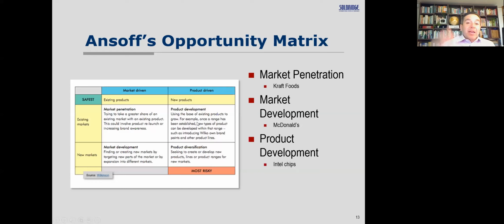So you constantly make faster and faster processors. And an example of the most risky product diversification strategy, which is new products, new markets, an example of that would be the iPhone. So these are the 4 types of market strategies in Ansoff's opportunity matrix. And when you're doing your marketing plan, for a final project, you should be using this matrix.